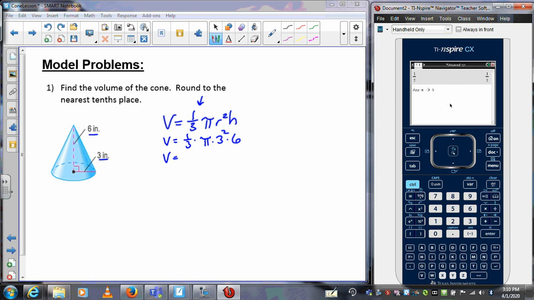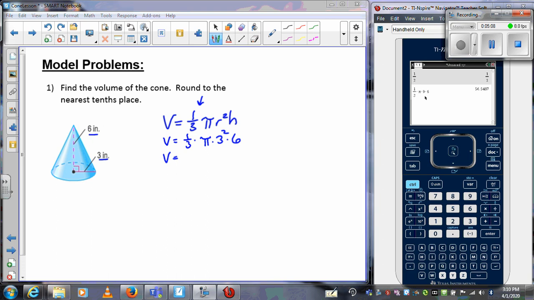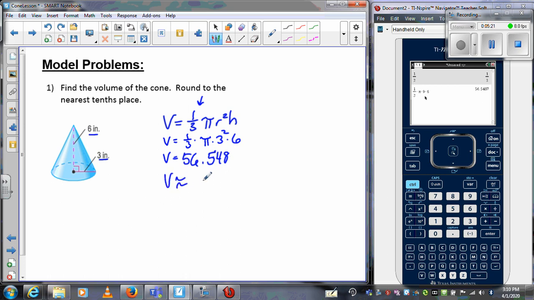And I got 56.548. And that means your volume is approximately, because we're rounding to the nearest tenths place, take a look at the 4. It's 4 or less, so we're going to let this 5 rest. So 56.5, and these would be cubic inches.